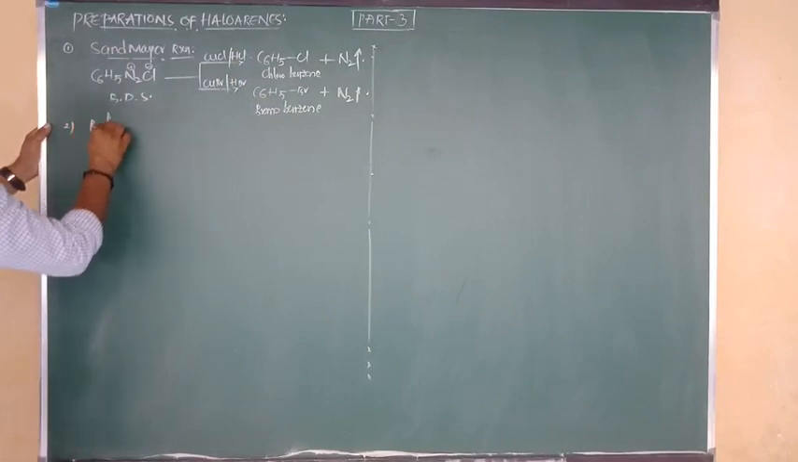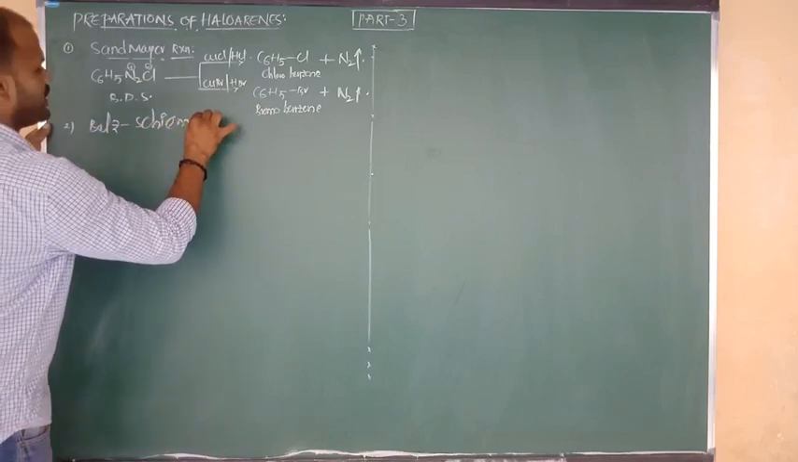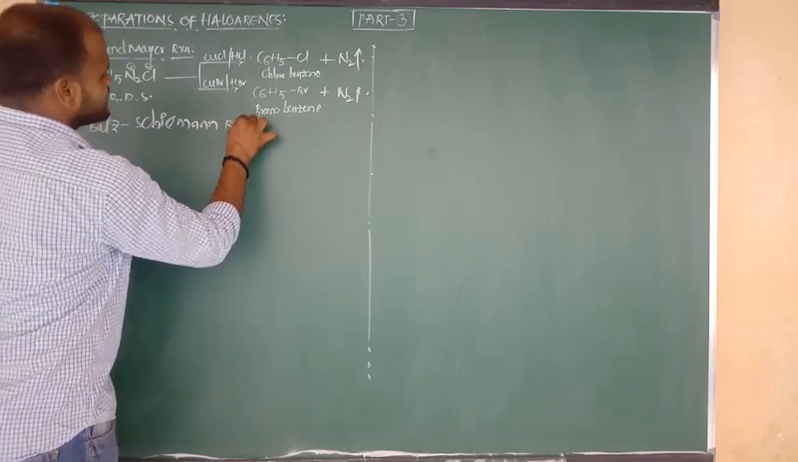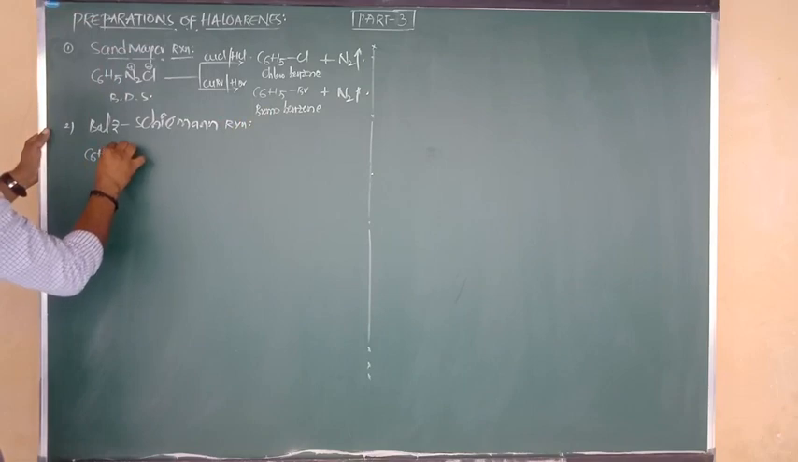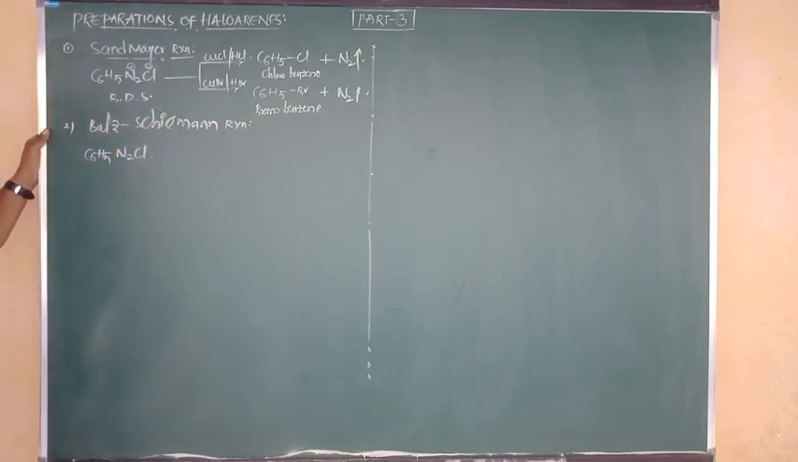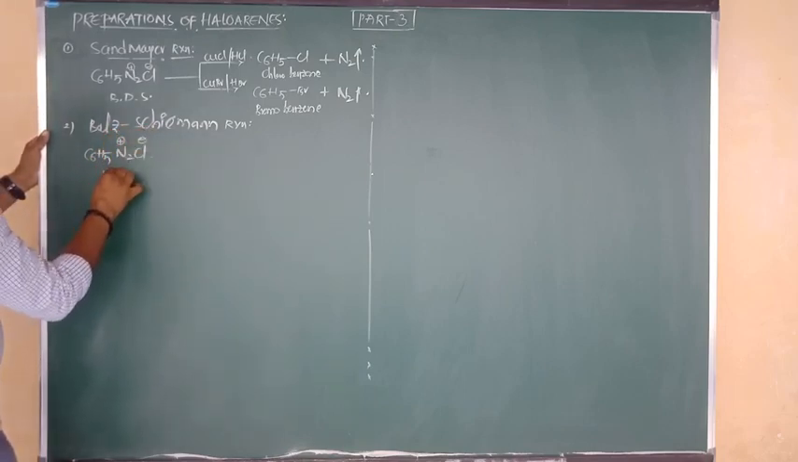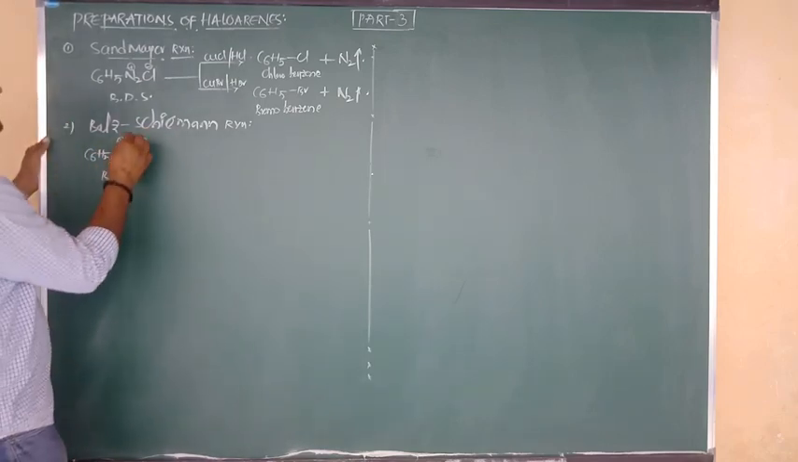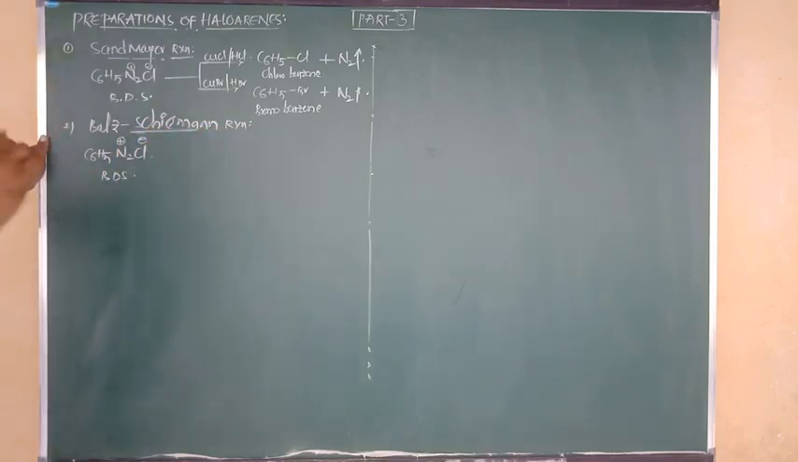That is the Balz-Schiemann reaction. This is very important from the objective point of view. What is meant by the Balz-Schiemann reaction? Again, same thing, it is a reaction of benzene diazonium salt, C6H5 means benzene, bonded to N2Cl. N2 carries plus, Cl carries minus. So this is BDS, benzene diazonium salt. Now that benzene diazonium salt in the Balz-Schiemann process, try to remember.